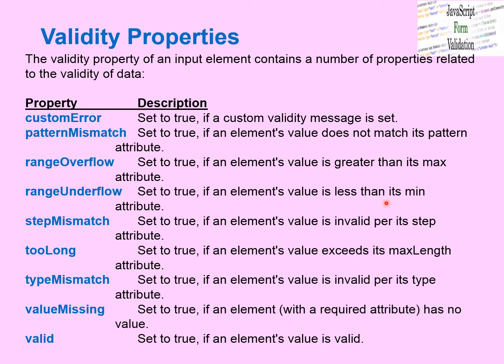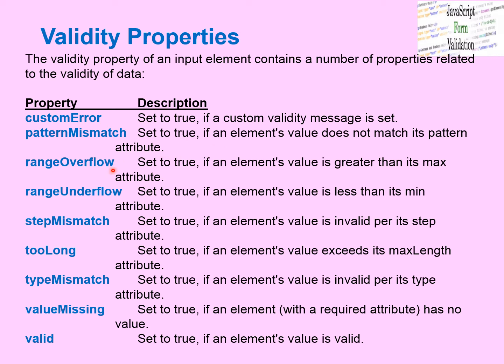Now we can see some more validity properties. The validity property of an input element contains a number of properties relative to the validity of the data. We will see some of them. customError is set to true if the custom validity message is set. Then patternMismatch is set to true if the element's value does not match its pattern attribute.